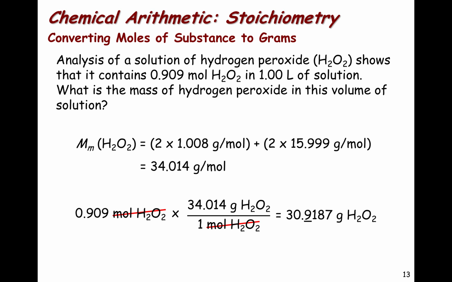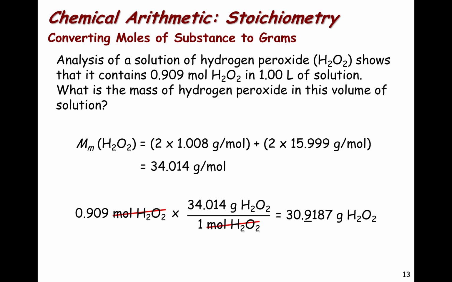Recognize that 0.909 moles is close to 1 mole, so I'm expecting an answer that is going to be slightly less than the 34. In this particular case, there were 3 significant digits in the given number of moles, the 9, the 0, and the 9. So we need 3 sig figs in our answer.